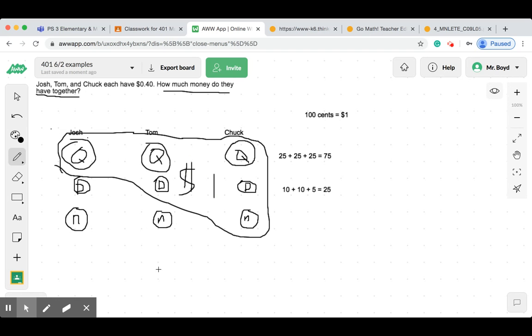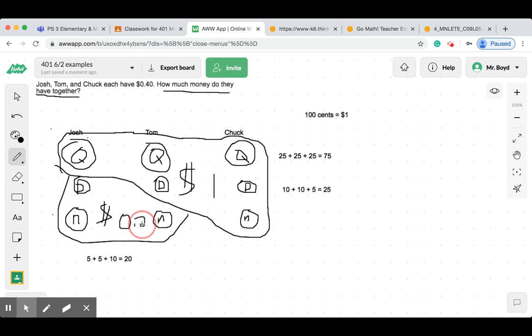Now I need to add up the rest of my cents. I know a nickel is 5 cents, and I have 2 nickels, so I have 5 plus 5, and then a dime is 10 cents. So 5 plus 5 is 10, plus 10 is 20, so that's 20 cents. So then I can circle this, and I can write 20 cents, because I know what my 2 nickels and my 1 dime are worth.